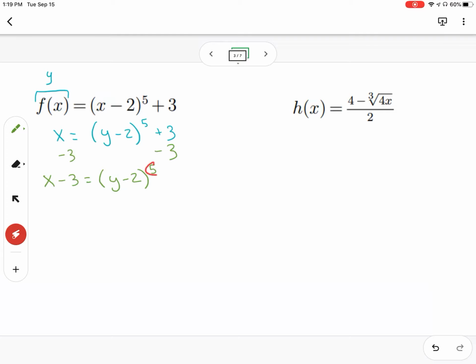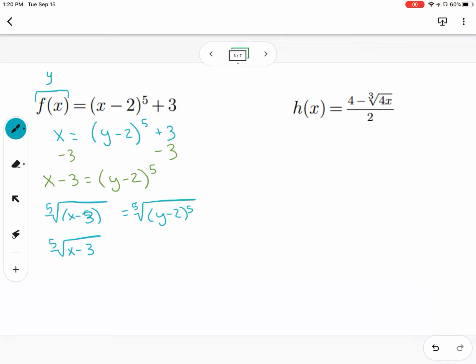Now we want to move the exponent. The opposite of an exponent is a root function. Since the exponent is a 5, we're going to take the 5th root of both sides. If this was a 4, we'd take the 4th root. If it was a 3, we'd take the 3rd root. If it was a 2, we'd take the square root. Whatever exponent it is, put that number on your root.